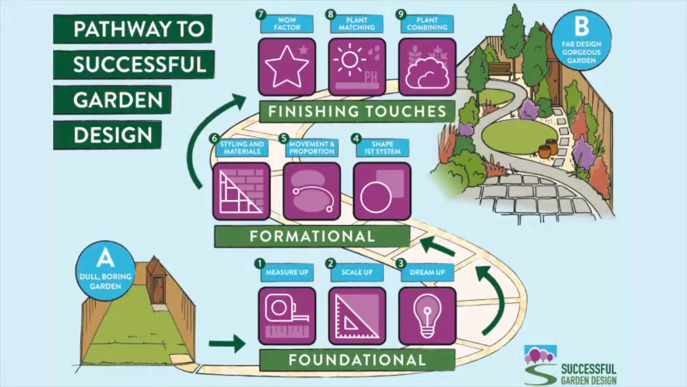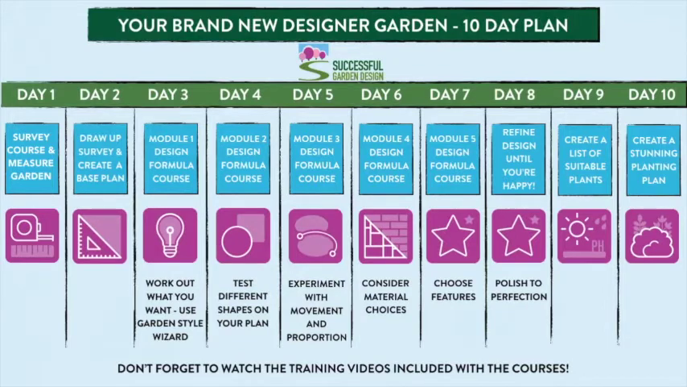So we know the formulas that we teach here at Successful Garden Design work, that it can take complete amateurs up to a professional level. So you can get a good design done in 10 days. I wouldn't suggest people do it any quicker than that, because you do want to sit with your design for a little while just to check you're happy with it before you build it.